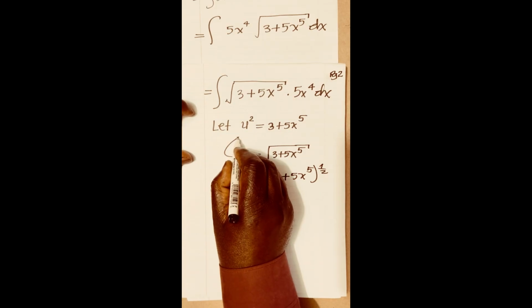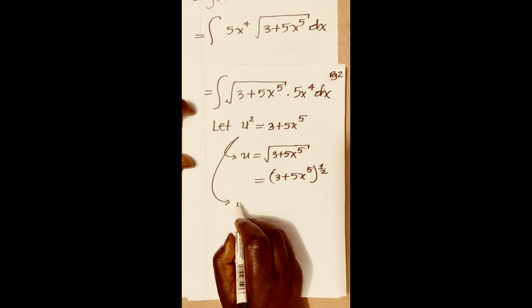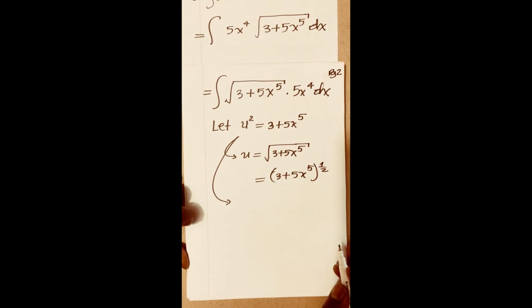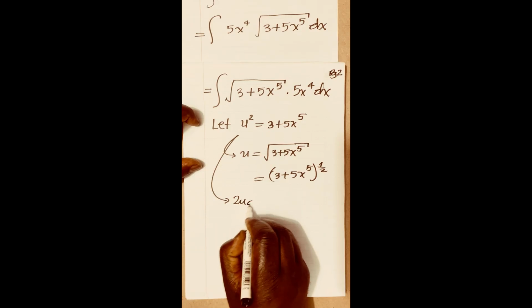Next, we're going to differentiate both sides. You'll agree with me, if I may speed up here a little bit, that we have 2u du on the left.